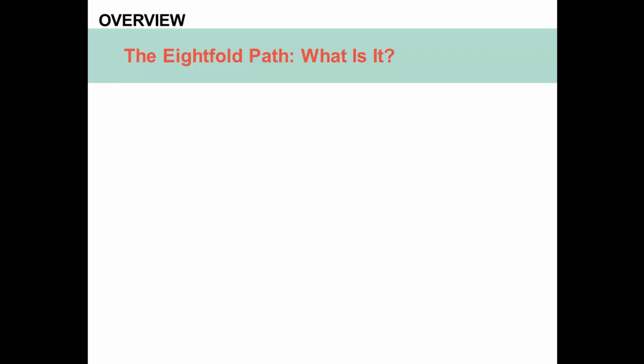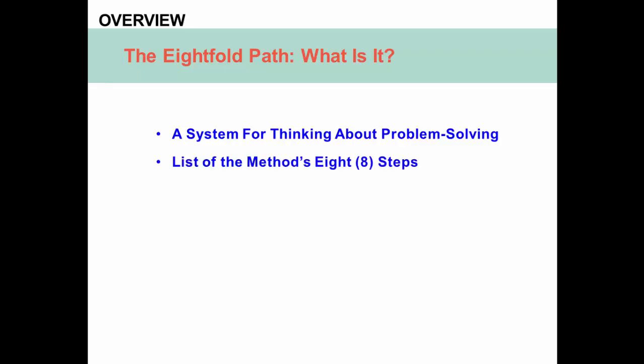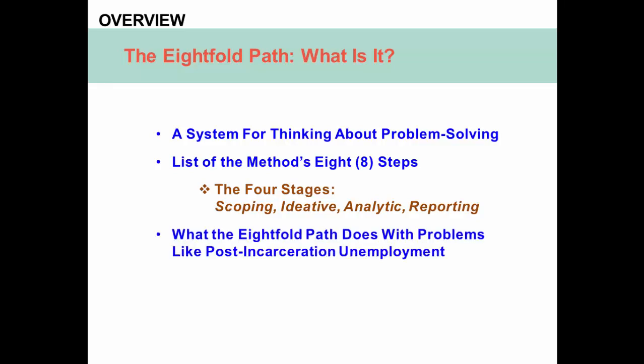What is it? This short video will provide an overview of this unit with remarks on the Eightfold Path as a system for thinking about problem solving. We'll then turn to listing the method's 8 steps, and we'll group them into 4 stages: scoping, ideative, analytic, and reporting. And then we'll turn to some brief thoughts on what the Eightfold Path can help us do in addressing problems like post-incarceration unemployment, which is the topic that was addressed in my interview with Professor Steve Raphael, those videos that you saw immediately prior to this one.